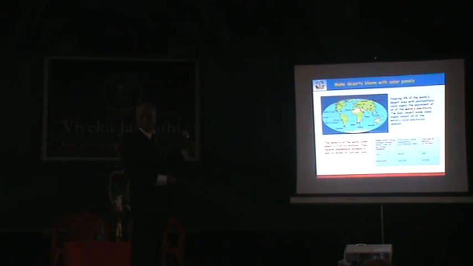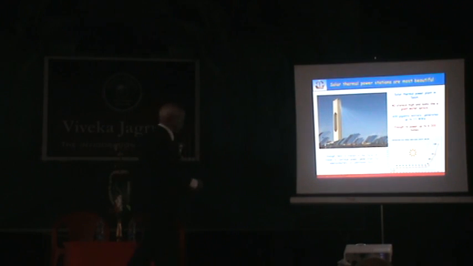It also rains in the desert. How do you account for that? There is no green energy. And things like that could happen. Covering 4% of the world's desert area with photovoltaics could supply the equivalent of all the world's electricity that you need. Solar energy is in that position.